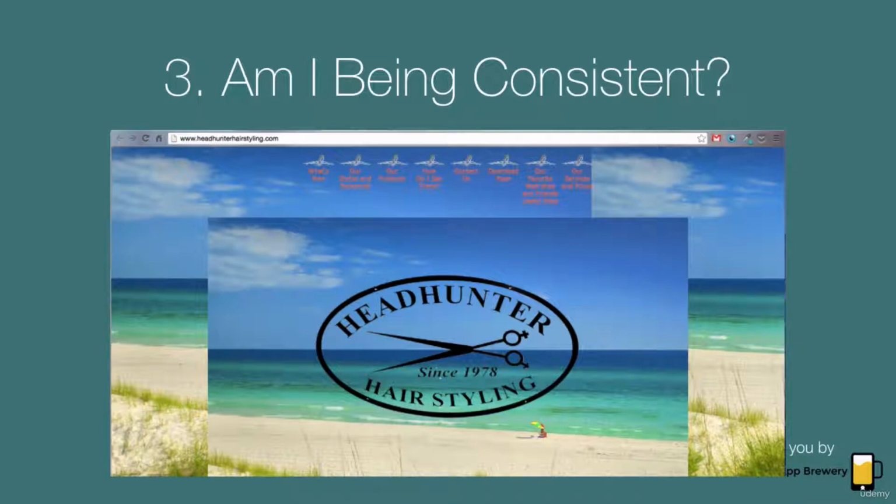So this is a classic example of an inconsistent design, and I don't want to name and shame, but this was a previous version of their website. Now, this is a hairdressing company and styling company, and their website happens to have a background of tiled images of what seems to be something from their previous holiday.